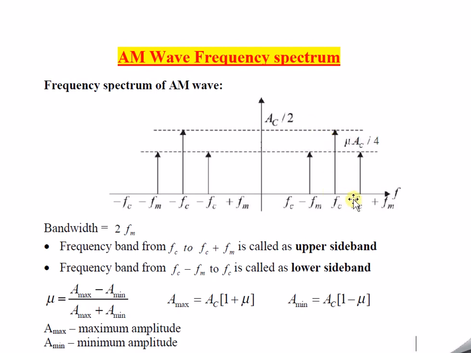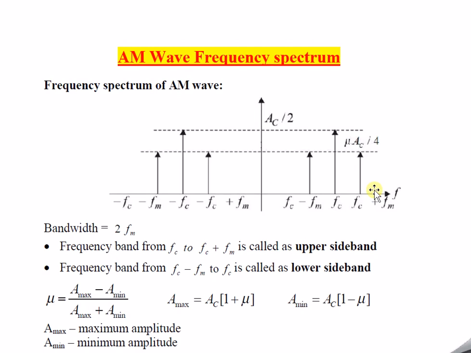Okay. So similarly you can try to calculate FC minus FM, FC plus FM, the lower sideband and upper sideband. The maximum amplitude they can take is mu AC by 4. Mu AC by 4 is the maximum amplitude which the sidebands can take. So what are these sidebands? As I already told you. From this we can conclude that the maximum amplitude that the carrier signal can take is AC by 2, and the maximum amplitude which sidebands can take is mu AC by 4.